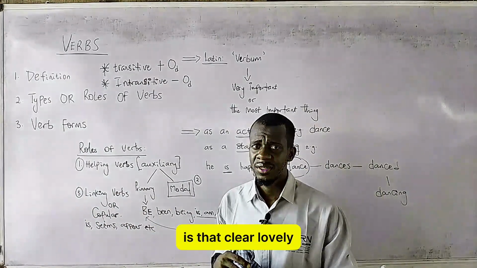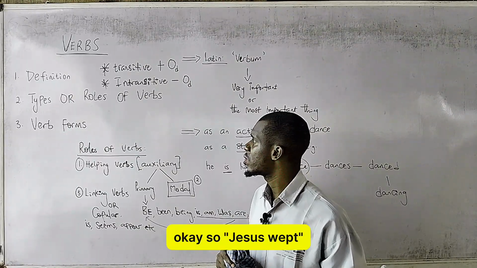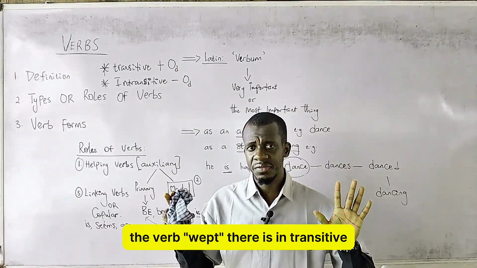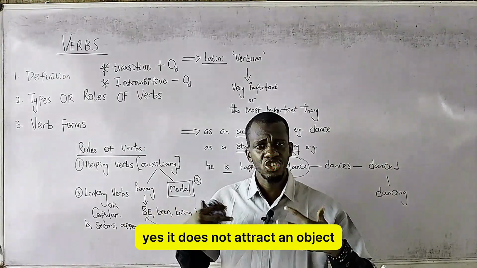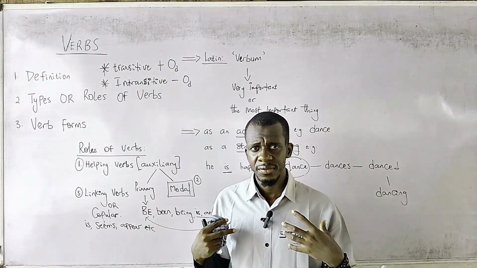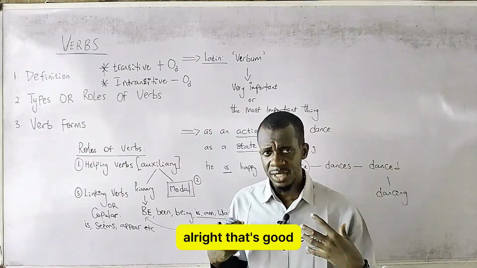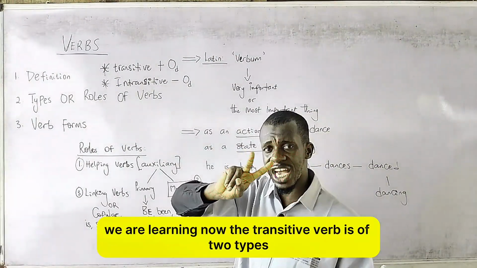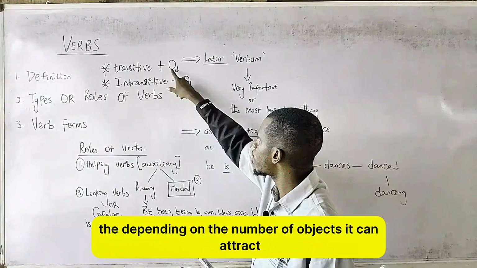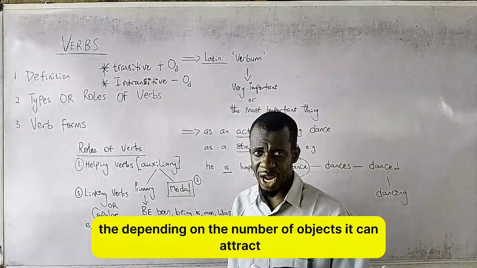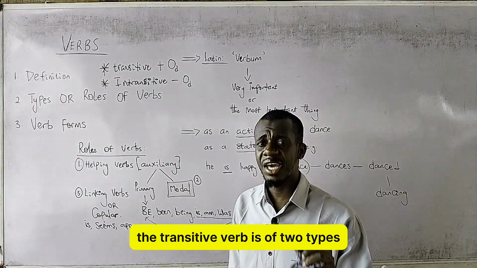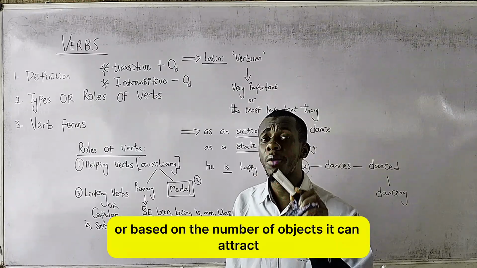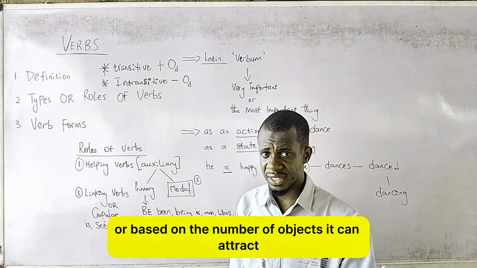Is that clear? Lovely. Okay, so Jesus wept. The verb wept there is intransitive. It does not attract an object. All right, that's good. We are learning now. The transitive verb is of two types, depending on the number of objects it can attract.